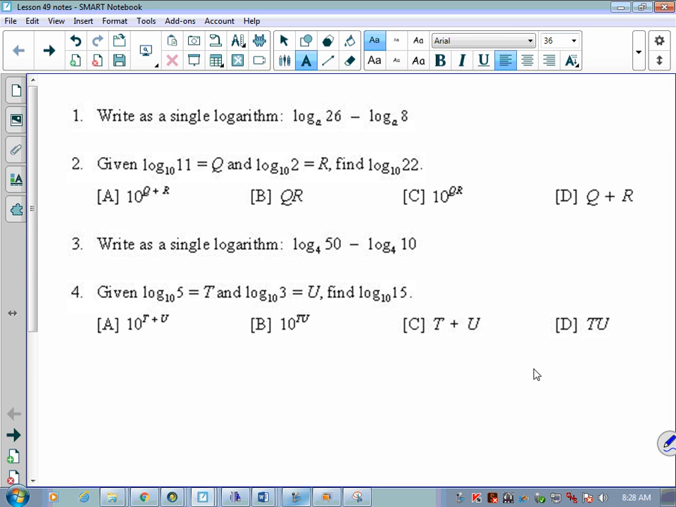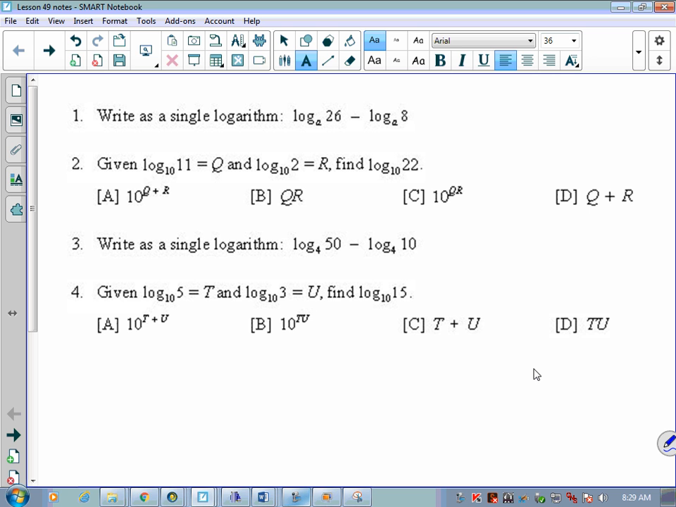But what is subtraction whenever I'm subtracting logs with the same base? Division. What is addition of logs whenever those logs have the same base? It becomes multiplication. So that's all that this covers. That's all that this is today.